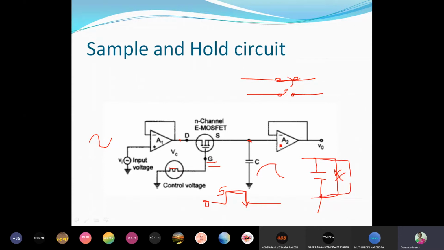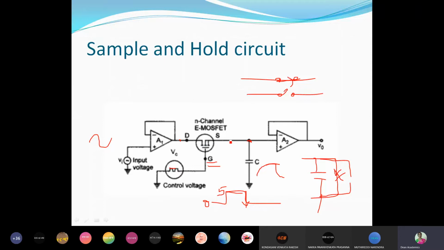There is one more op-amp connected here, and this op-amp has very high input impedance. Because of that, here it is open and here also it is like an open circuit. Therefore, the capacitor retains its charge, right? How long does it retain its charge? As long as it is open, it will be retaining its charge.